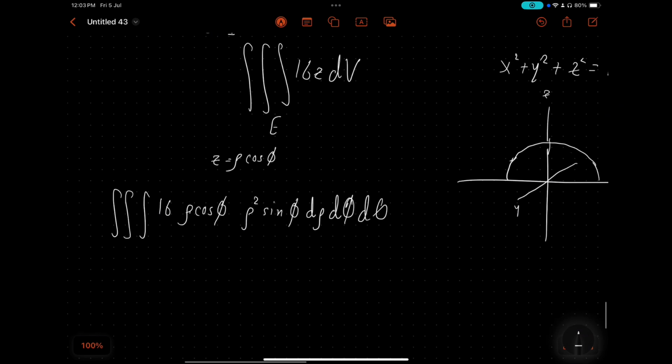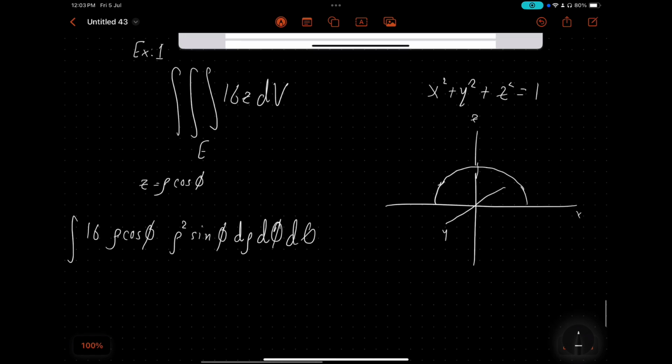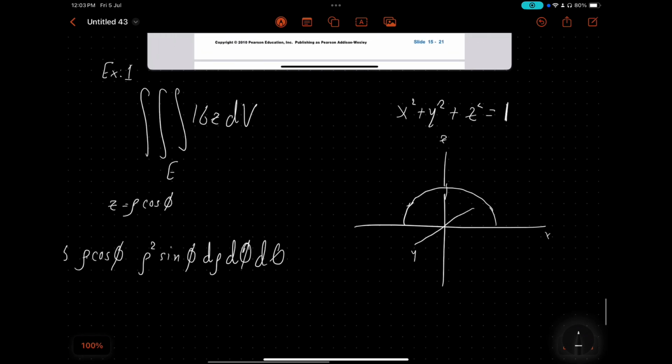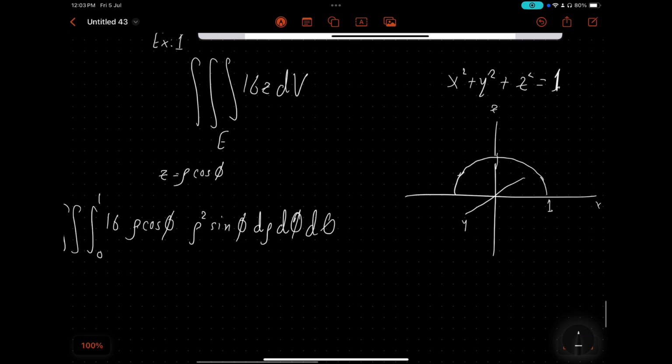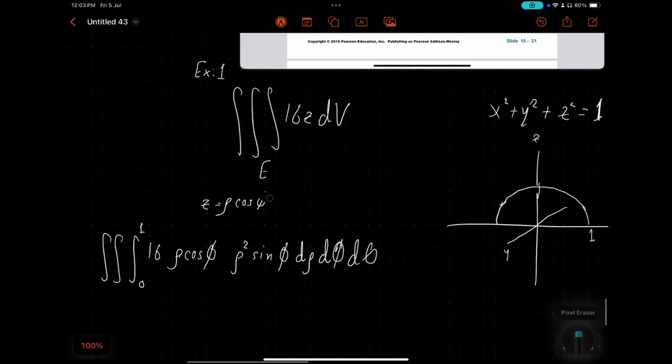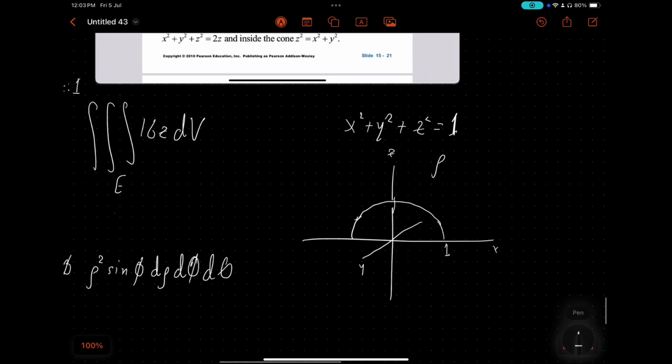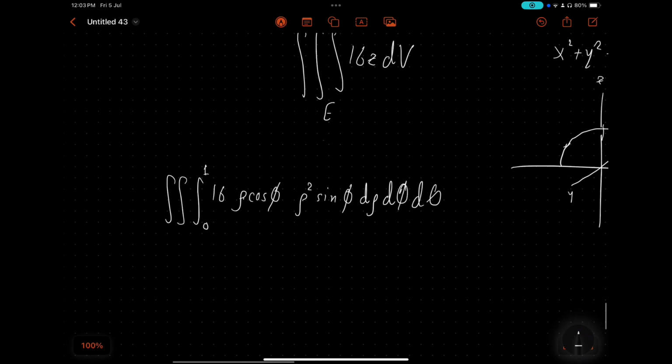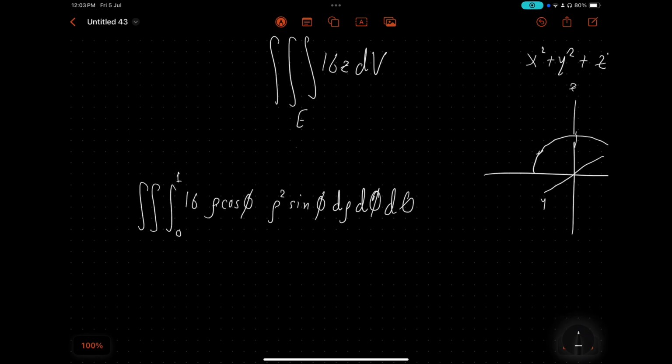Now as for rho, since here we have rho squared equals 1, so rho equals 1, our radius is 1. So rho is gonna go from 0 to 1.